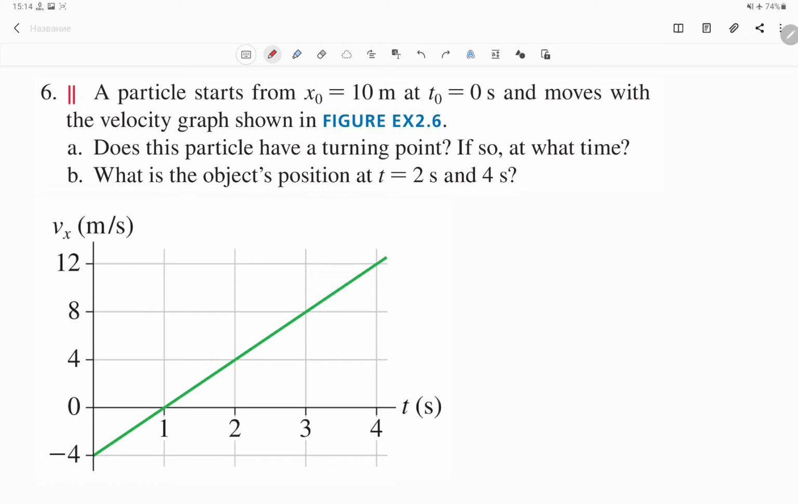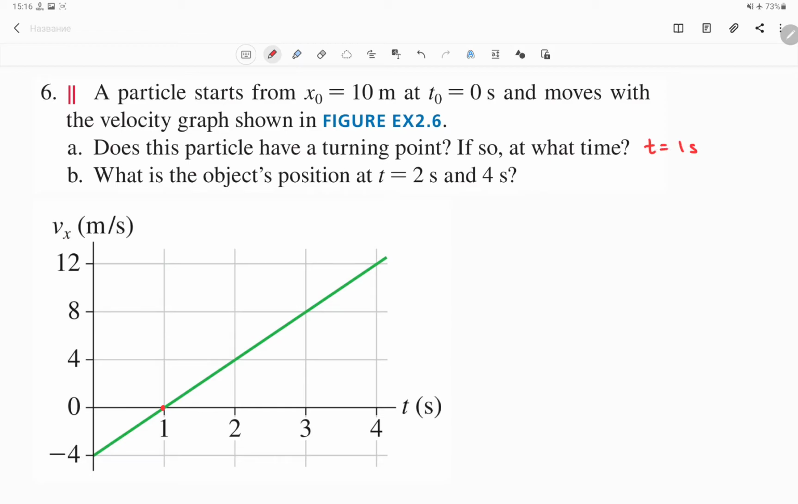So I think the answer will be yes, there is a turning point, and at 1 second, because here as you see velocity becomes 0. Before 1 second velocity was negative, it was moving to the left side. Then it suddenly stops because velocity becomes 0. Then velocity becomes positive, it means it started moving to the right. Part A, the answer will be time equals 1 second.